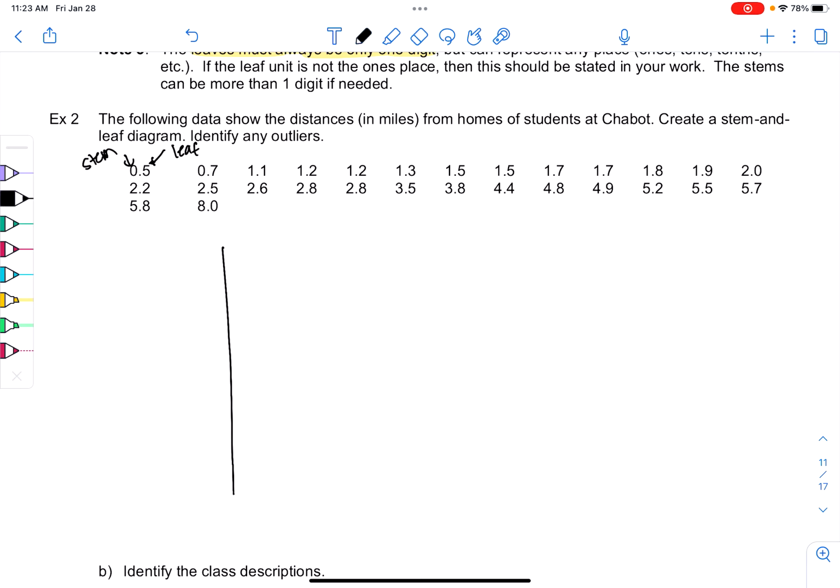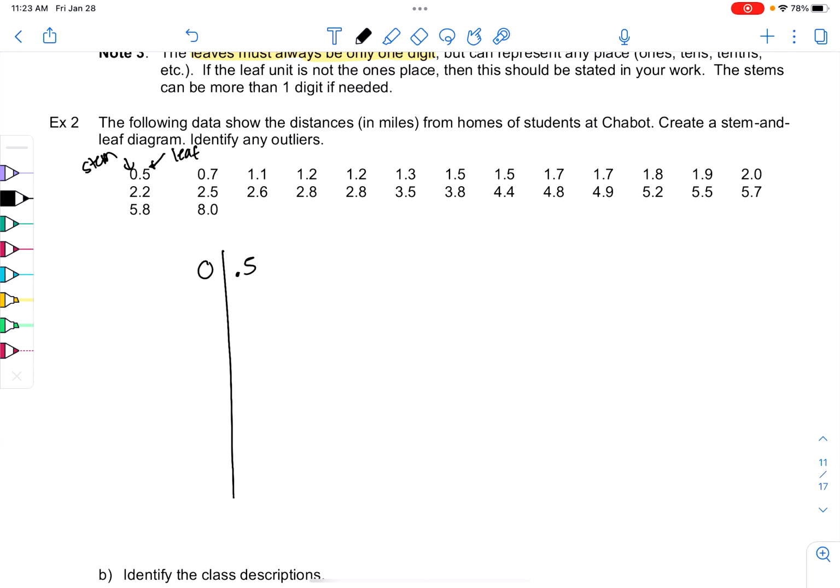So rather than writing 0.5 on the graph, we're trying to keep the graph as simple as possible, we're just going to do 0, 5, and we're going to write a little note that the leaf equals the tenths place. So that tells me that it's 0.5. And then 0.7, we just write a 7. So what someone needs to do is they're going to read this little key, and they're going to know that this is 0.5 rather than 5.